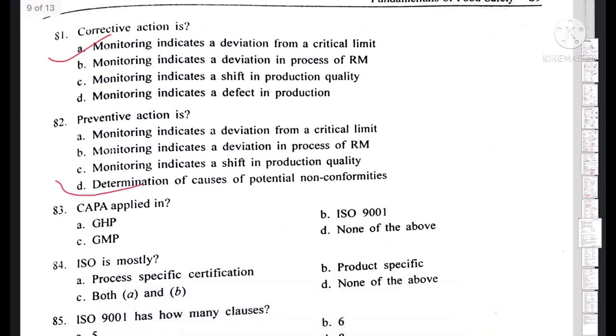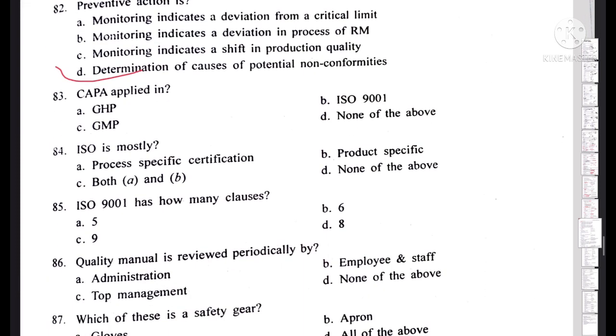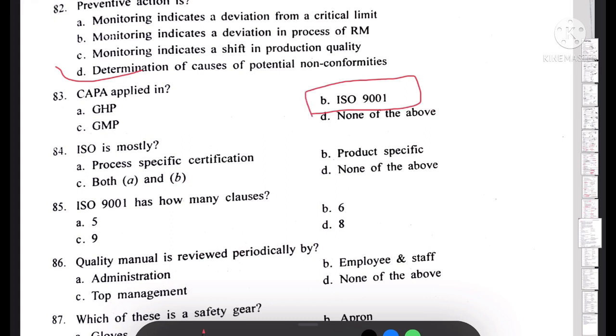Next, CAPA. CAPA is applied in GHP, ISO 9001, GMP, or none of the above. So the correct answer is that CAPA is applied in ISO 9001. CAPA, or corrective action and preventive action, is the systematic approach of investigating existing non-conformity or the potential for non-conformity in the workplace, and taking steps to identify and eliminate underlying causes and conditions.